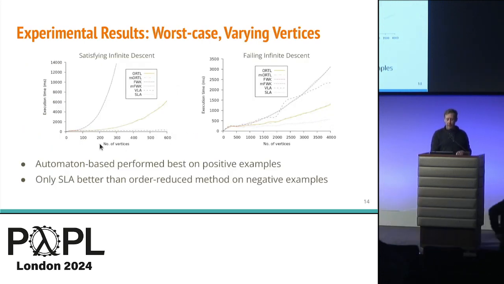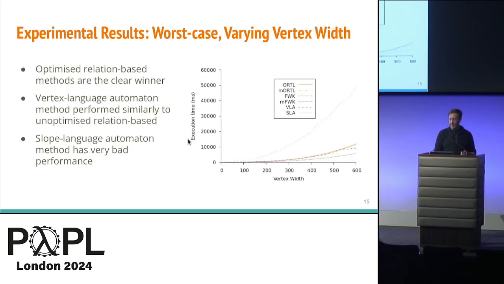Testing on the worst-case benchmarks, we see improvements of the order-reduced algorithm over the standard Floyd-Warshall-Kleene, which was mirrored in both positive and negative examples, but the performance of the automata-based methods really depended on whether we were testing positive or negative examples. And then lastly, on the examples that vary the vertex width, we saw that the relation-based methods were clear winners.